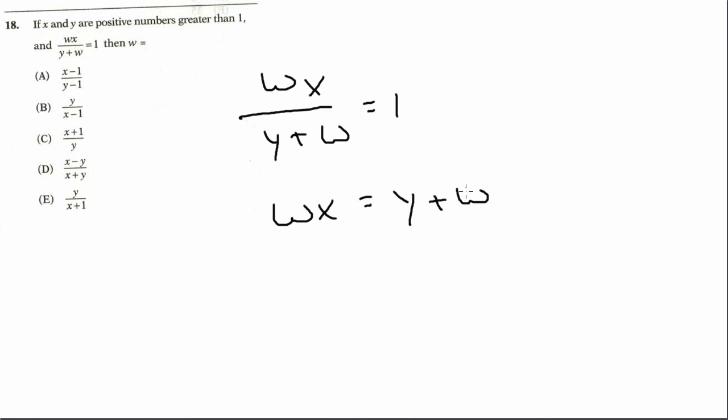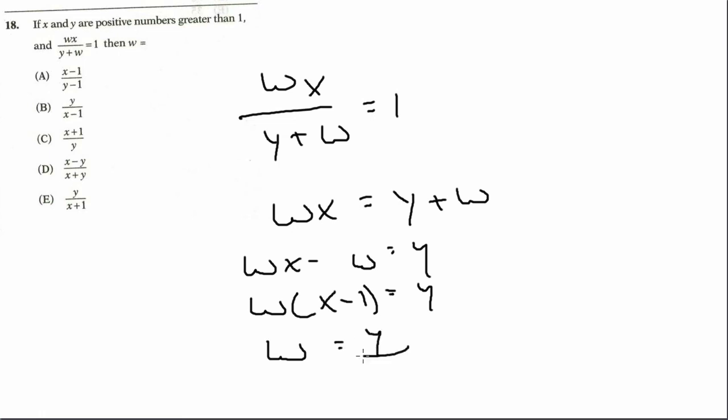So now we're going to put the w's together. So we have wx minus w equals y. Okay, take out the w, so we have w of x minus 1 equals y, which means that w equals y divided by x minus 1, making this here the answer.